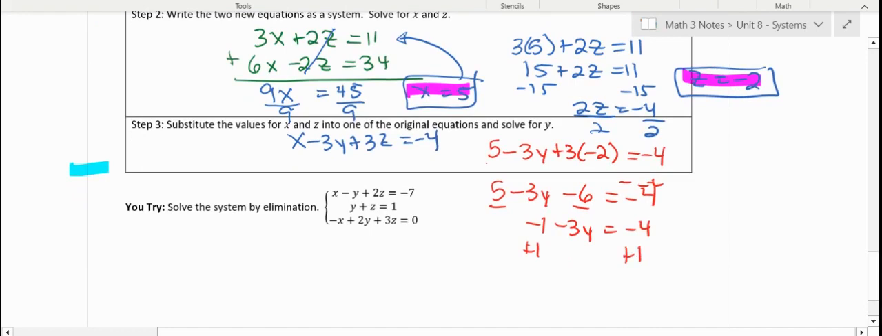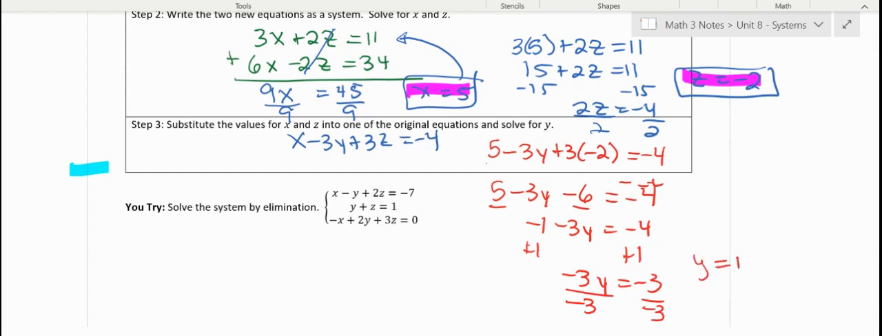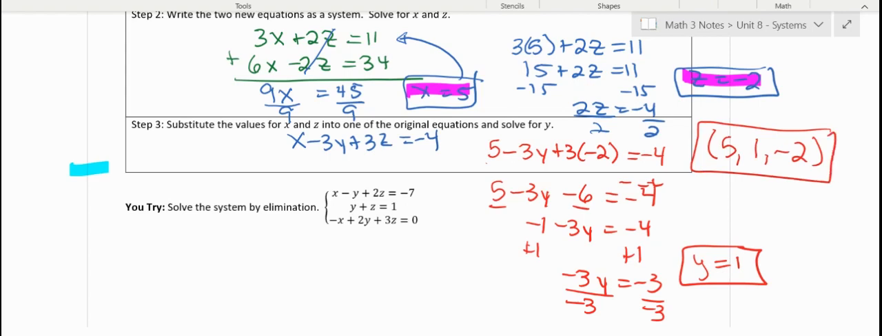So we'll add 1 and divide. So y would be equal to 1. So our final answer would be 5, 1, negative 2. And that would be it.